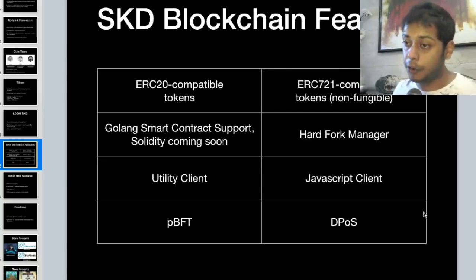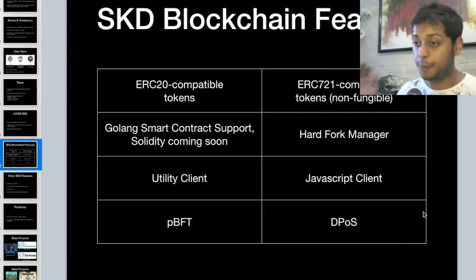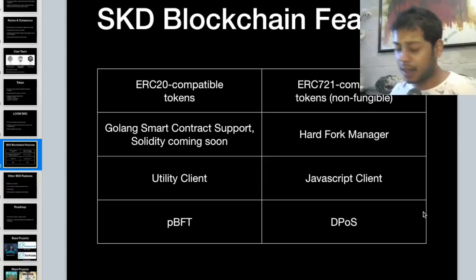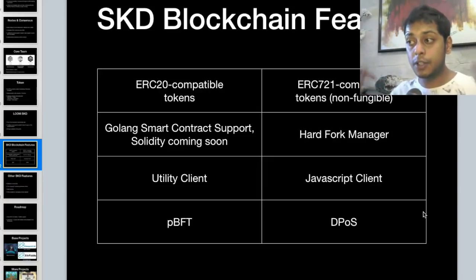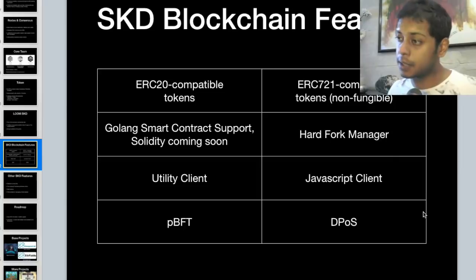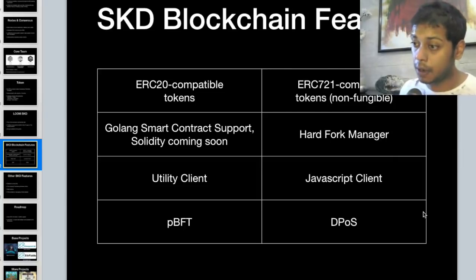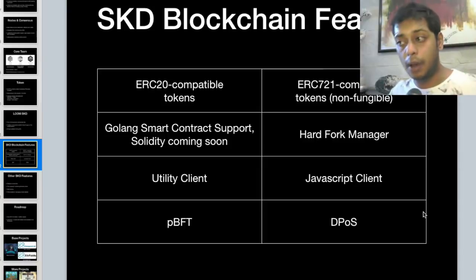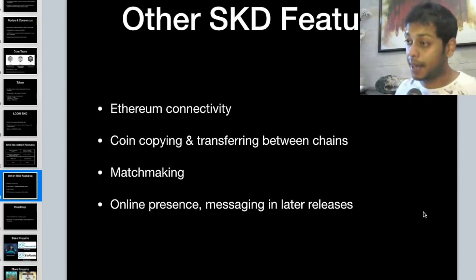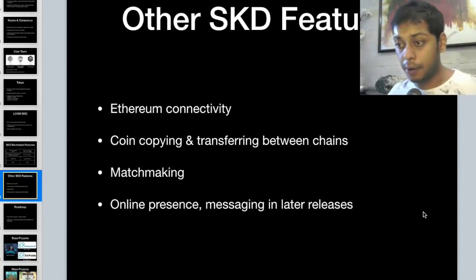Of course, there is smart contract support with Solidity coming soon, a hard fork manager, utility client, JavaScript clients, as well as the potential for you to choose your consensus on your sidechains. You can either choose a practical Byzantine fault tolerance or a delegated proof of stake. It's all up to the developers to see which would be best for each person's use case. The other SDK features are Ethereum connectivity, chain copying, and transferring between chains. So potentially you can have your own game on your own blockchain that interacts with other games that are also on their own blockchain. The potentials with that, I think, are endless.